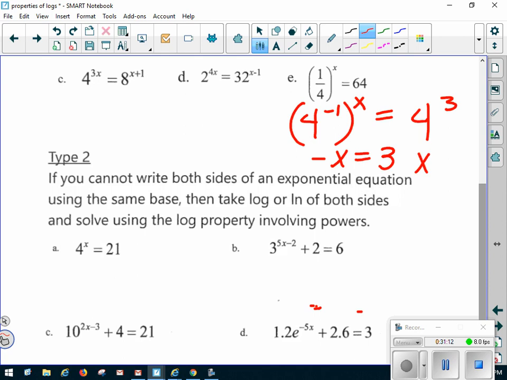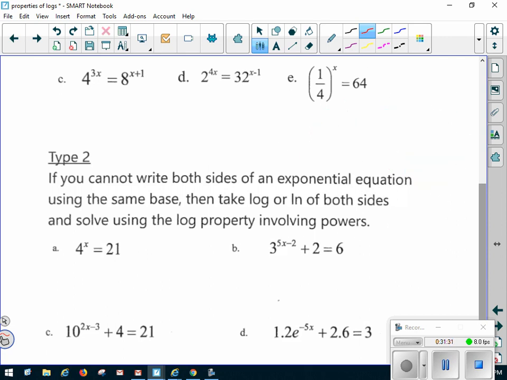What's X? X is negative 3. Questions? All right. You are going to want desperately to use your calculator on this part, but I'm not going to let you. So just put it away.